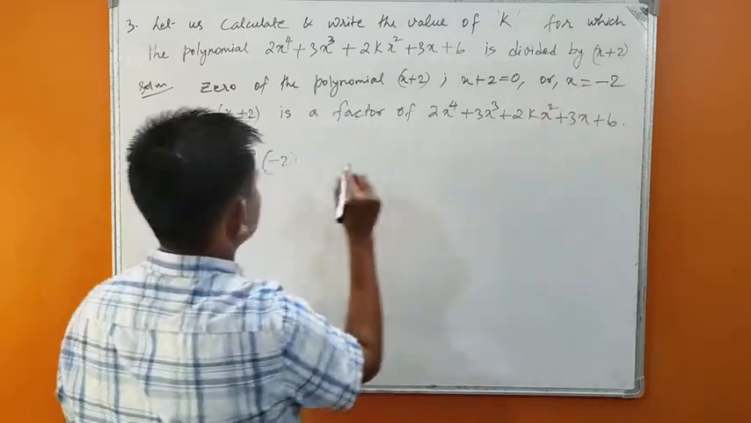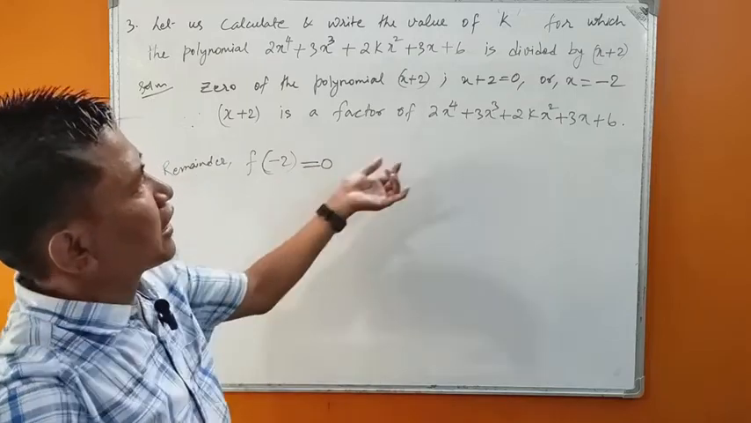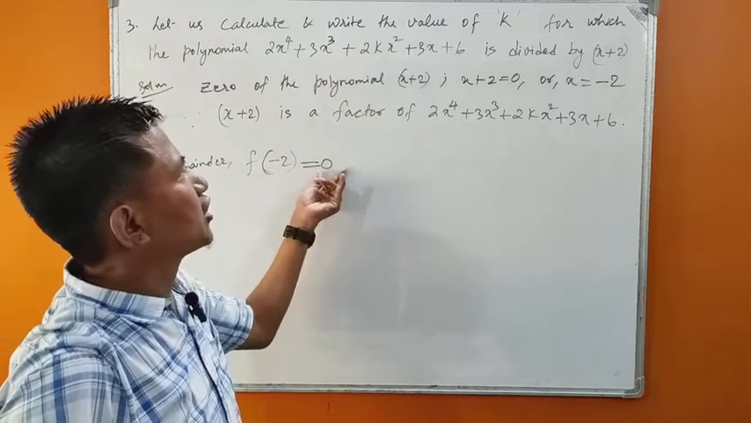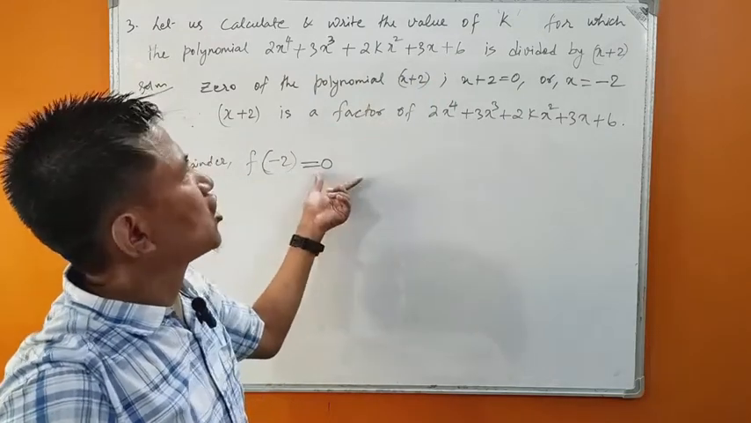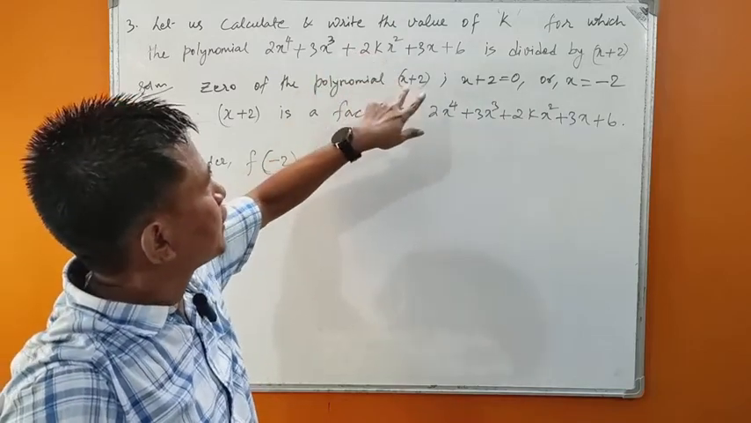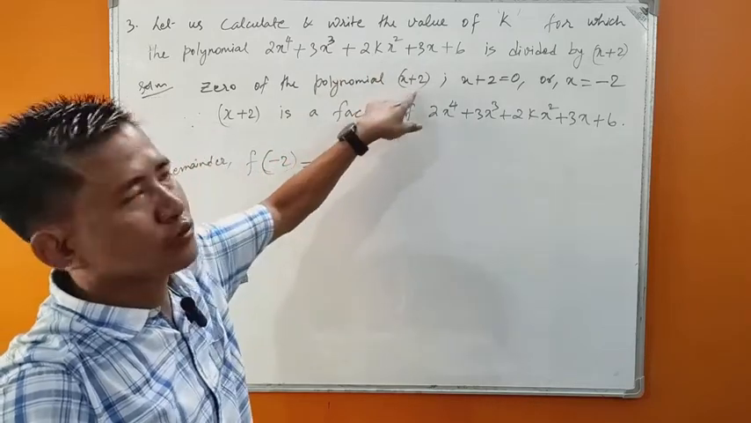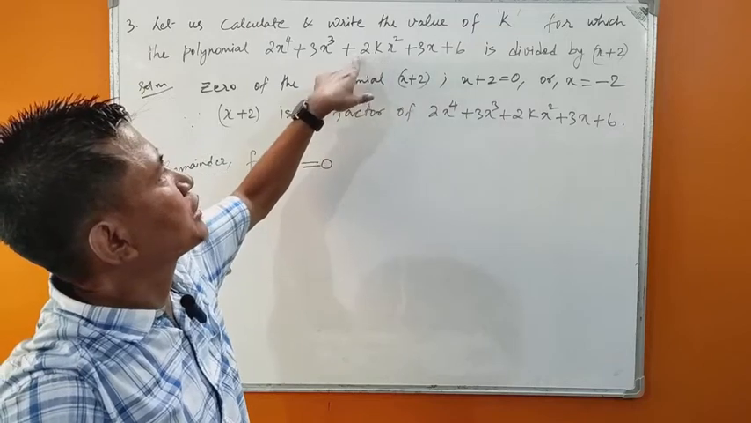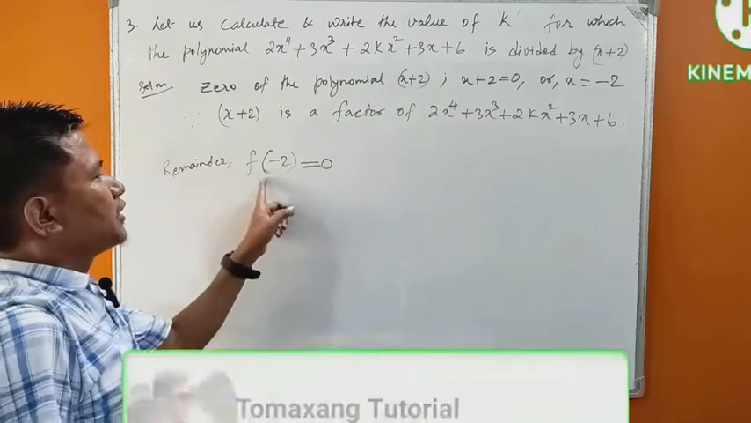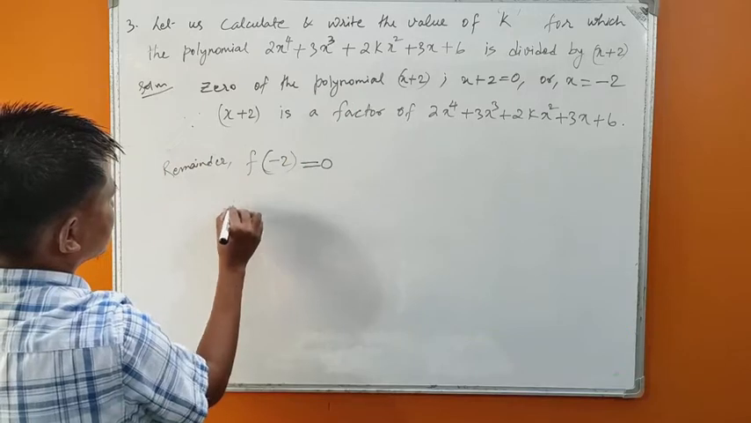Remainder f(-2) should be equal to 0. If the remainder equals to 0, then only x plus 2 will be the factor of this expression, isn't it? If the remainder is not equal to 0, that means x plus 2 will not be the factor of this expression. To be the factor of this expression, the remainder should be equals to 0. To become x plus 2 a factor of this expression, the remainder should be equals to 0. Okay, this is the condition. Remainder equals to 0, f(-2) equals to 0.